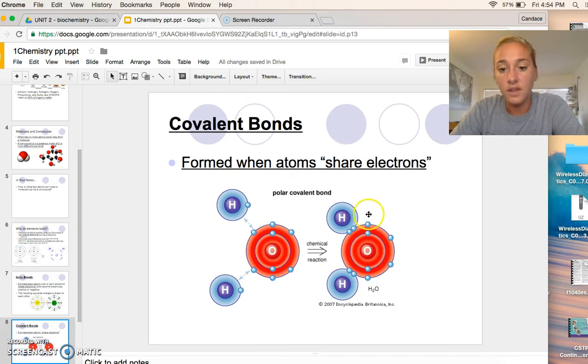Well, if the hydrogen shares its electron here, and the other hydrogen shares its electron here, now it's perfect for all atoms involved. This hydrogen now has 2. It wants 2. Same with this hydrogen. And now oxygen has 8 electrons in its outer shell. So by sharing, it's like they get access to the other electrons and they're happy.